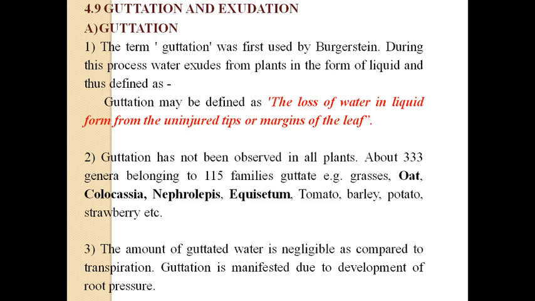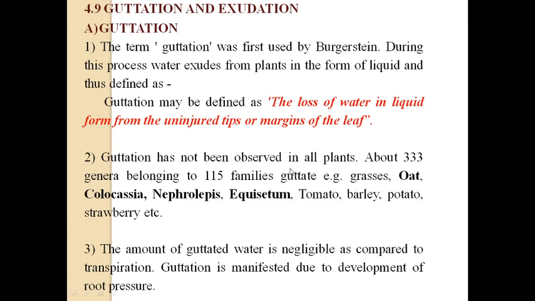Next, we focus on guttation and exudation. First, guttation. The term guttation was first used by Burgerstein. During this process, water exudes from the plant in the form of liquid. So what is guttation? Guttation may be defined as the loss of water in liquid form from the uninjured tips or margins of the leaves. This is regarding guttation.